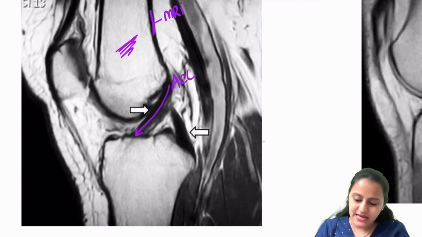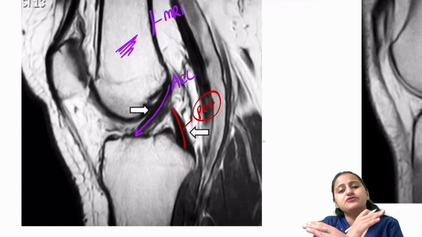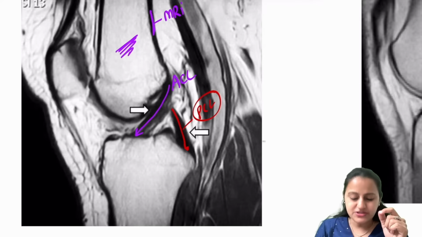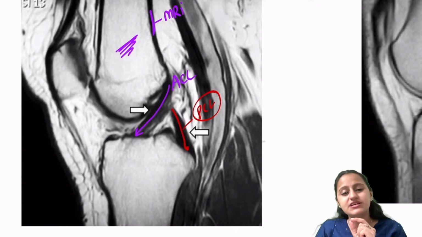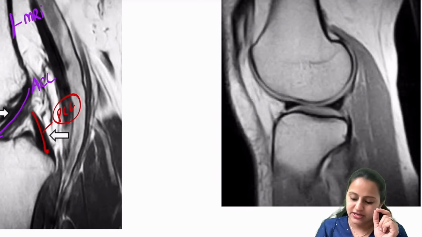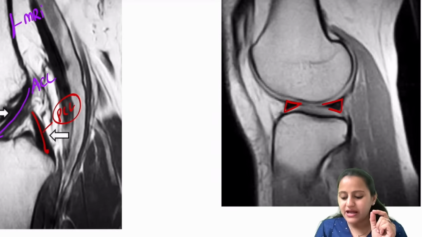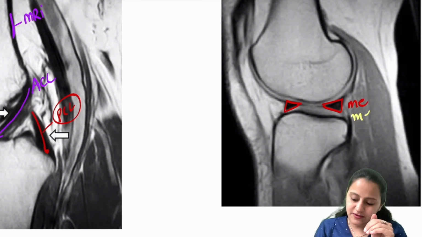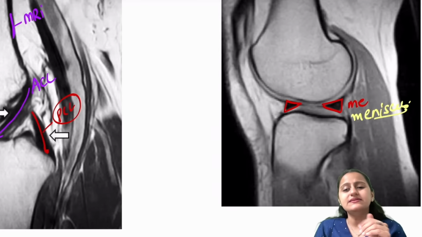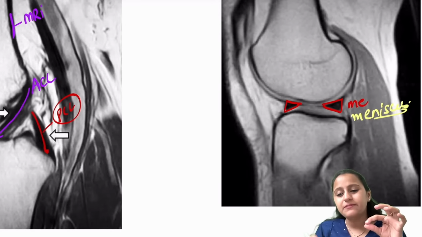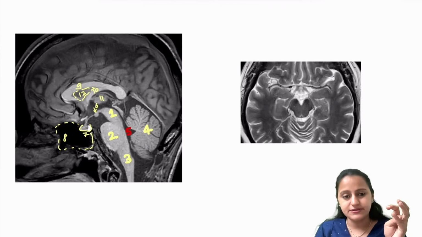This is going to be ACL, and this one is going to be PCL, right? The two crossing. The one on the posterior end of tibia, that is posterior cruciate ligament, anterior cruciate ligament. And what are these triangular structures? This is the meniscus. Okay, the triangular one is the meniscus. The bow tie appearance is for the meniscus.